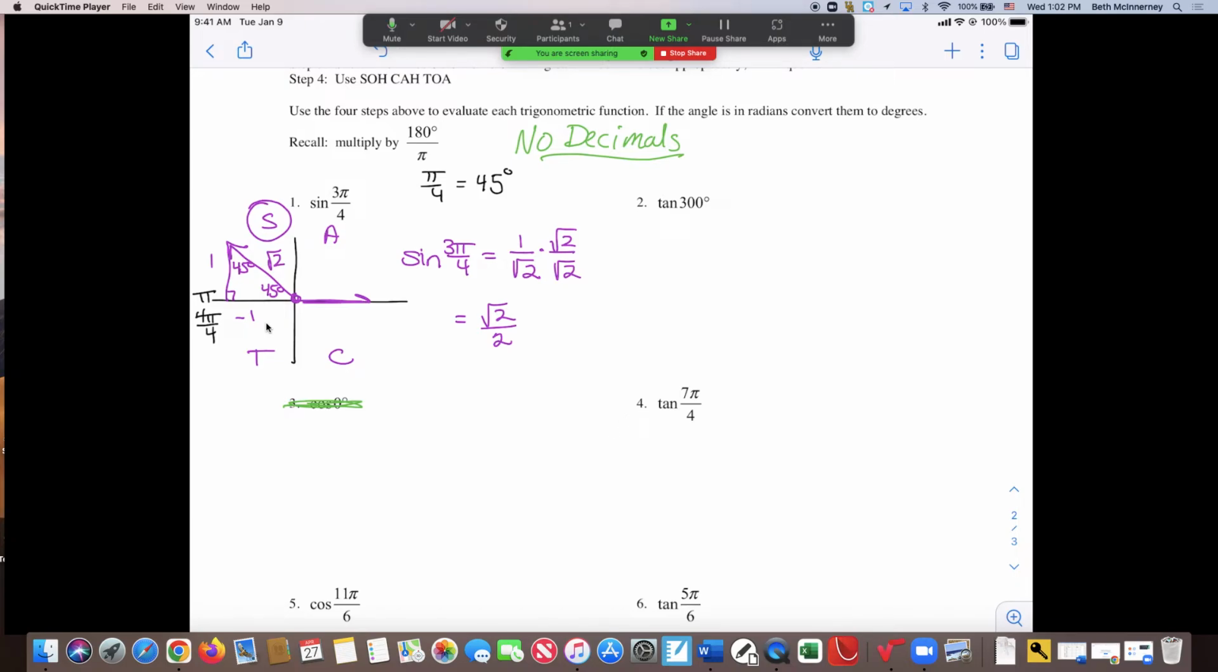All right, number 2. Sketch the angle. Determine the reference angle. Draw your triangle. Label your sides. Number 2 is not from this week. That one's from last week.